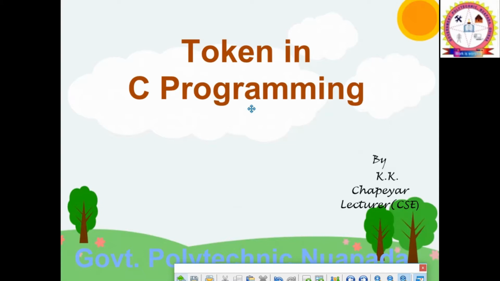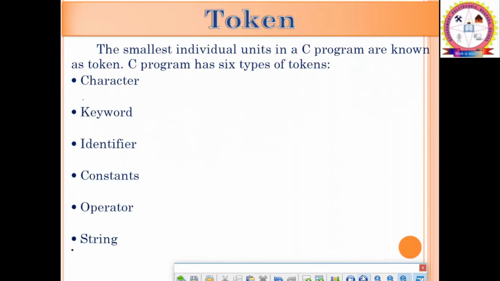So today we will discuss tokens in the C programming language. So what is a token? A token is the smallest individual unit in a C programming language. In C and C++, the smallest individual units in these programs are known as tokens.